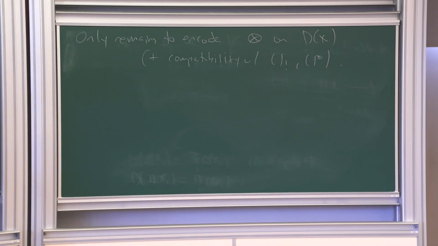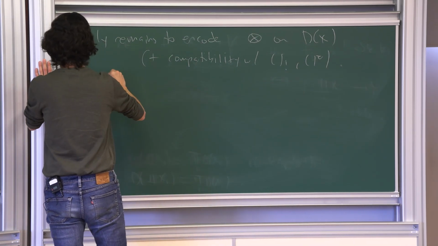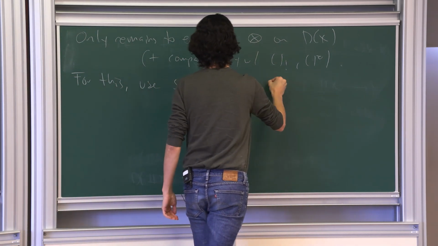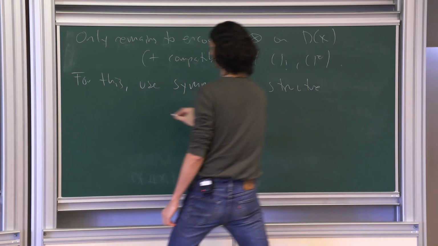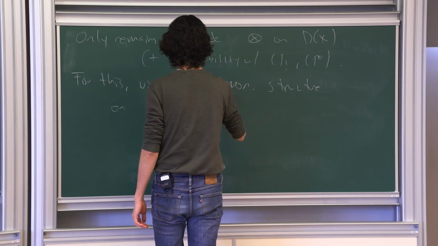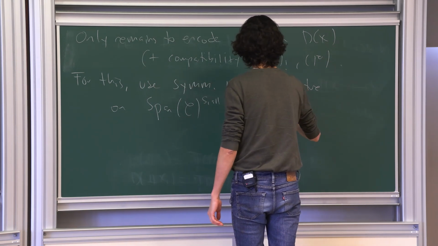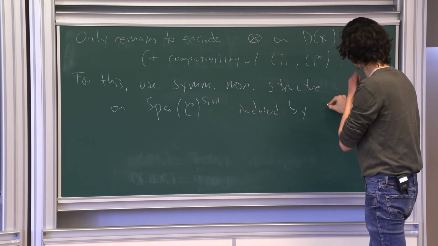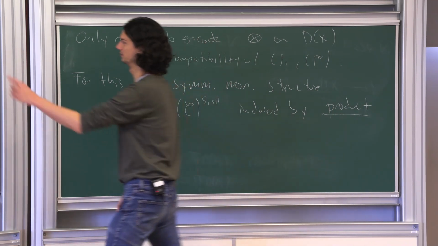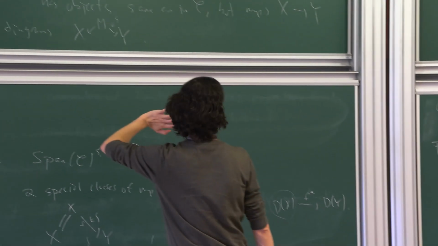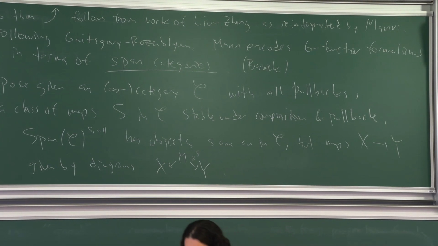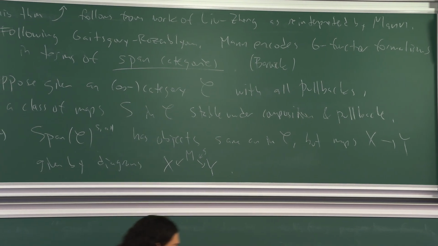And for this, we use the symmetric monoidal structure on this span category, induced by product in C. So now I have to assume, maybe I assume C has a terminal object. I assumed it has pullbacks. I need products. So let's say that C has a terminal object.